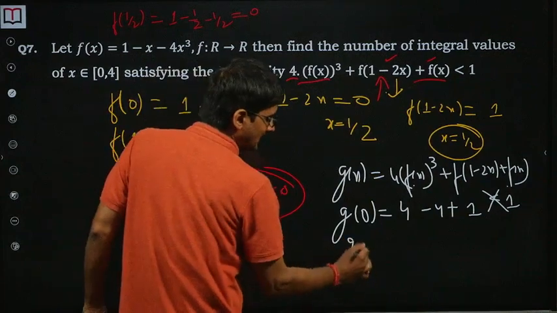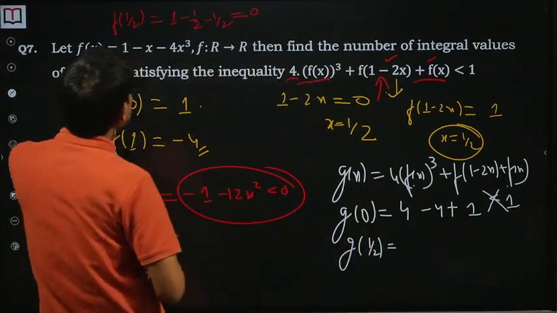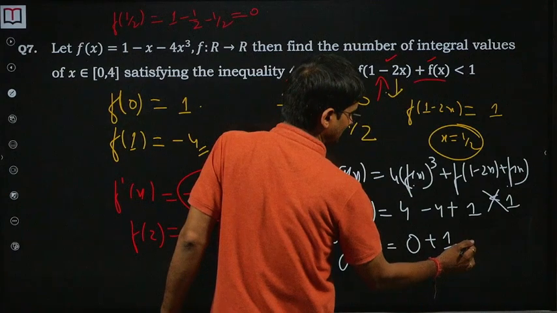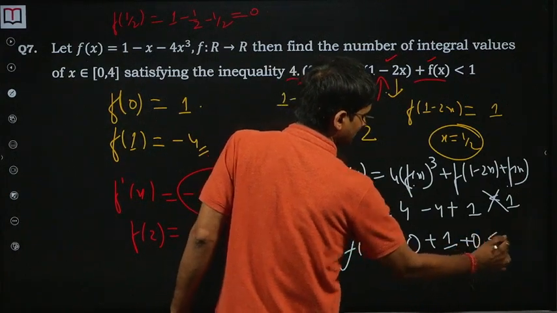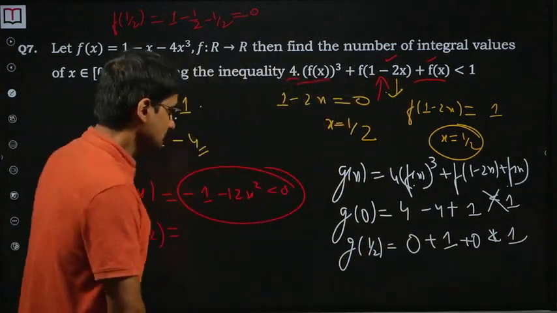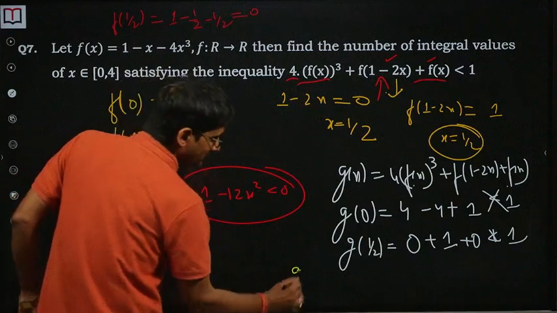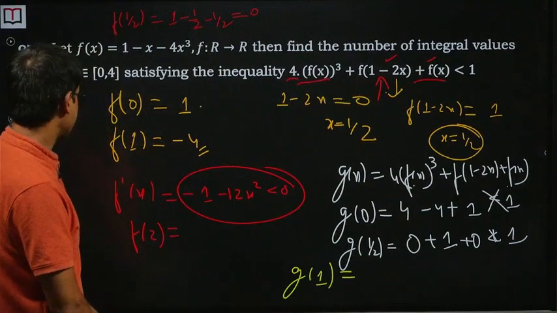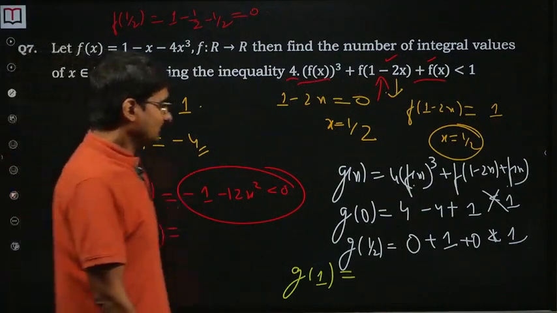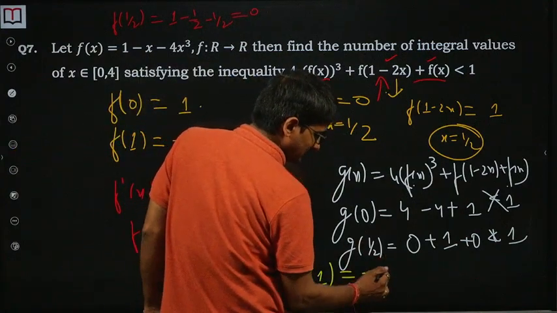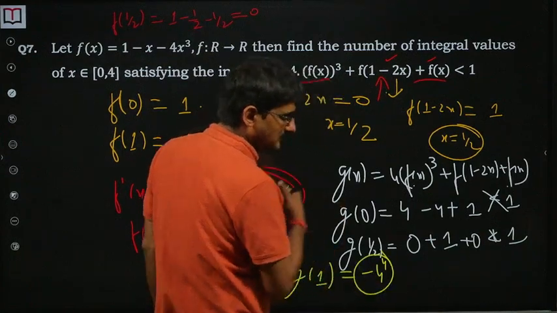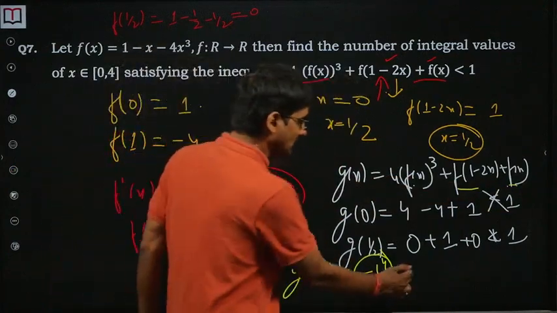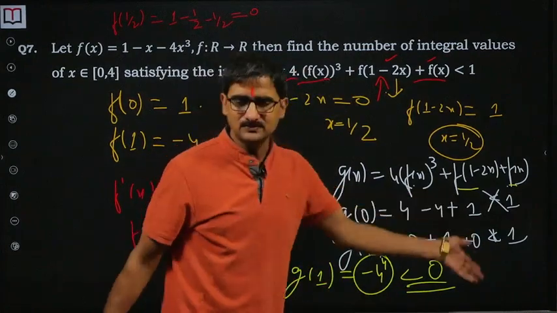But g(half) is 0, this is 0, this is 1, and this is also 0, so this is again not less than 1. Then comes g(1). g(1) is minus 4, I'm sorry. So g(1) is minus 4, and minus 4 to the power 4 is very huge. In comparison to the value you'll get from here, it's a huge negative value, so this is negative.